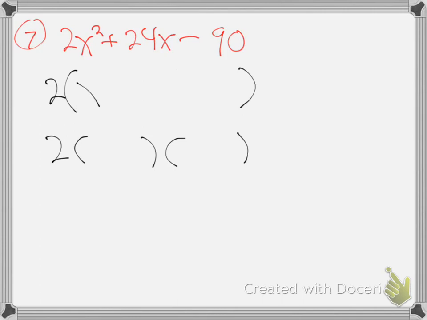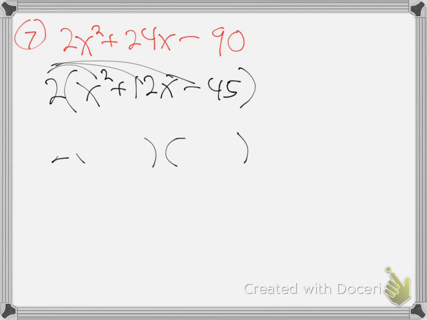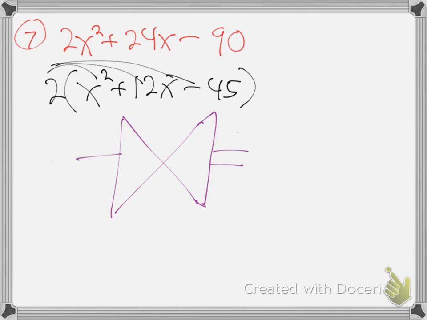All right, so what goes inside? X squared plus 12x minus 45. Right, because if you multiply that, it'll go back, huh? Now leave that two in the front. Now we do the bow tie thing on what remains. X is there.